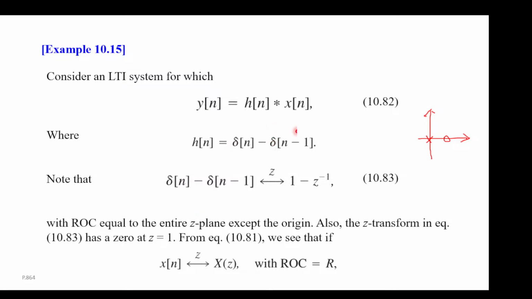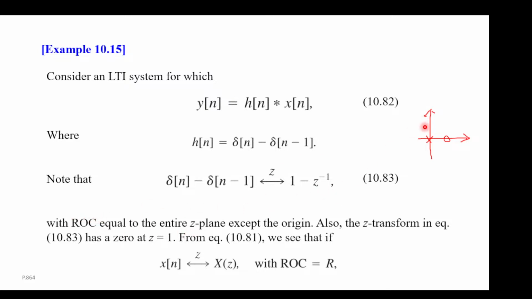The ROC will be everything because it's a finite duration signal, except the origin and the infinity. Remember in section 10.2, we had a lot of discussion on this. So you need to check the origin and the infinity. The origin is obviously not in the ROC because we already drew a pole here. And the infinity is actually in the ROC. You can just check here: 1 minus 1 over infinity is 1, so the infinity is converged.